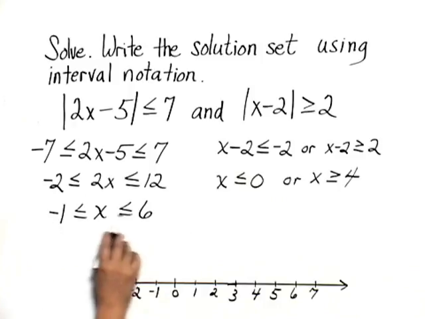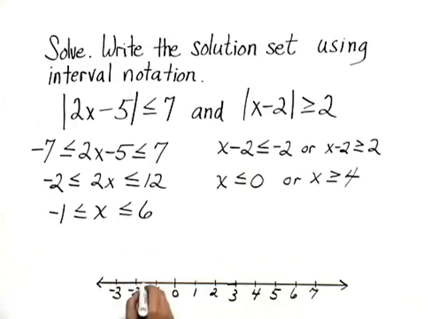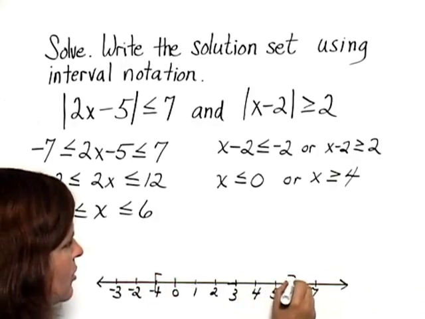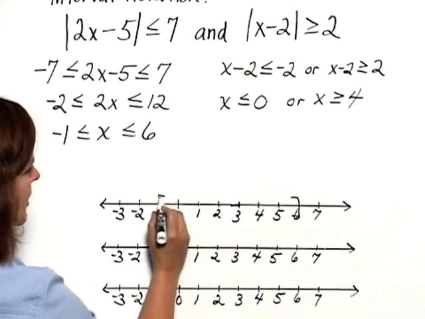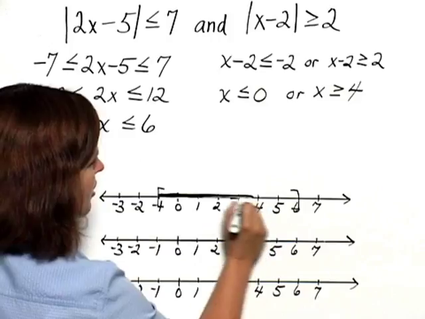First of all, let's graph the solution set of this. This is the interval from negative 1 to 6. So we will graph the interval from negative 1 to 6, and notice that it includes the negative 1 and the 6. So I'll just highlight that section on this number line.